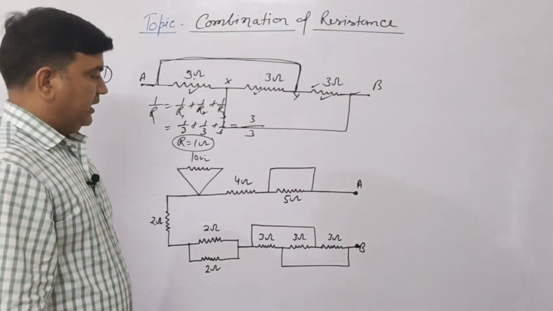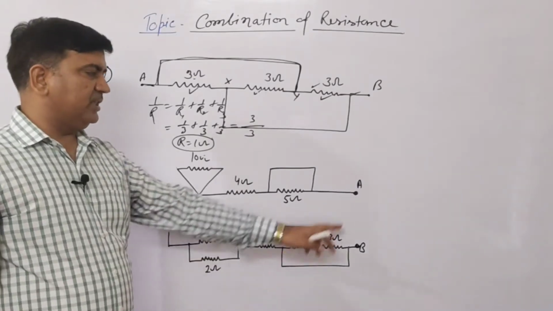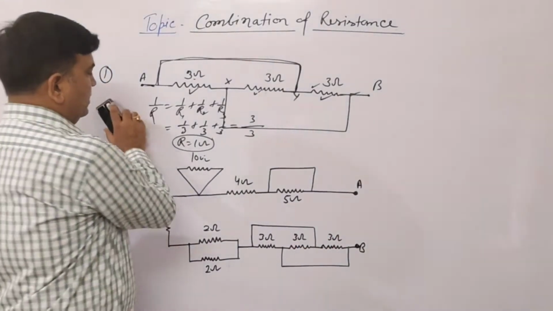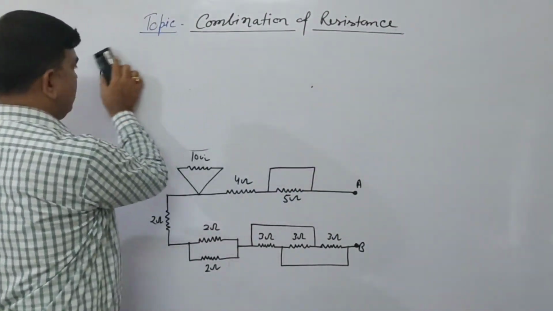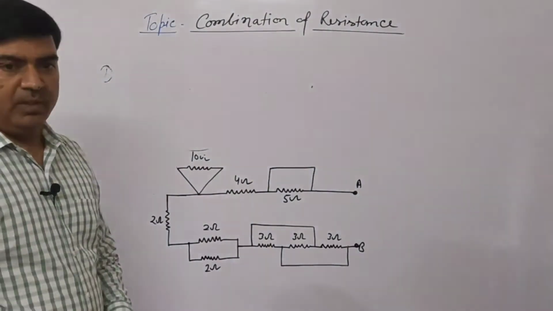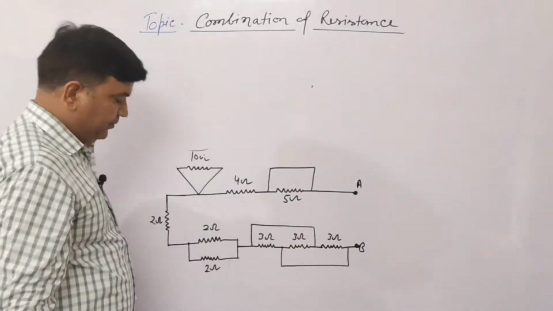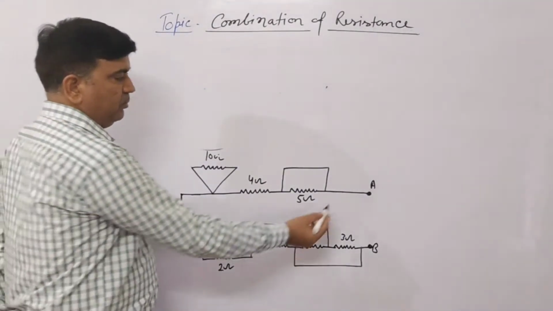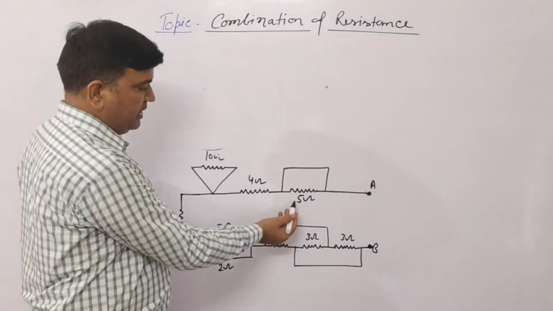Yes, children, now see the next circuit diagram and find the equivalent resistance between points A and B. Now see the second diagram, and how to find the equivalent resistance across points A and B in the given circuit diagram. We have to start from point A. You see, first we analyze the given resistance of 5 ohm.